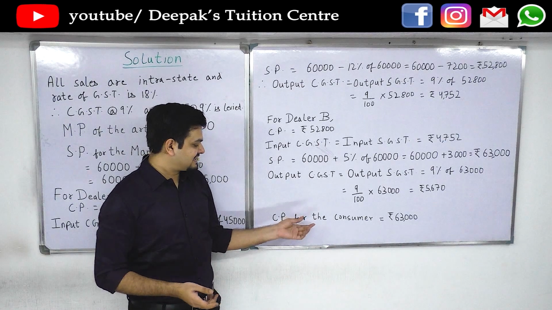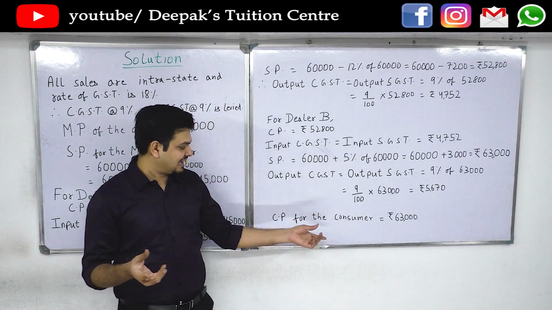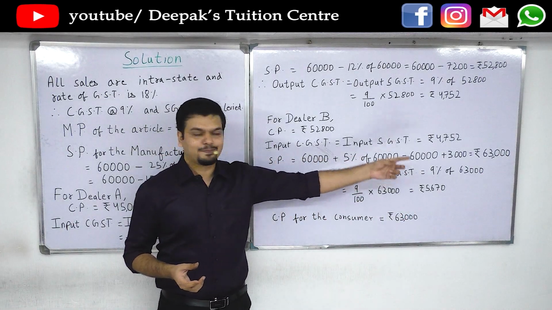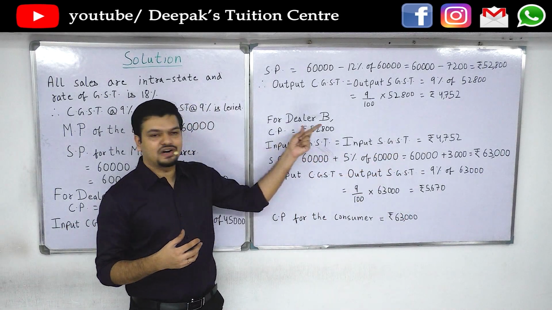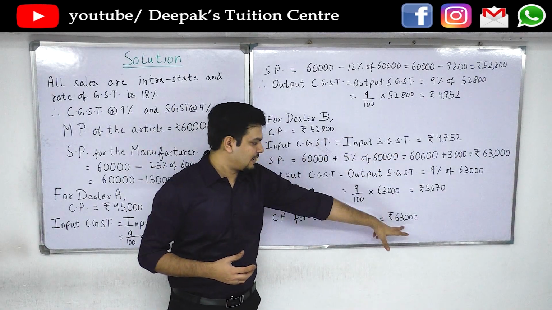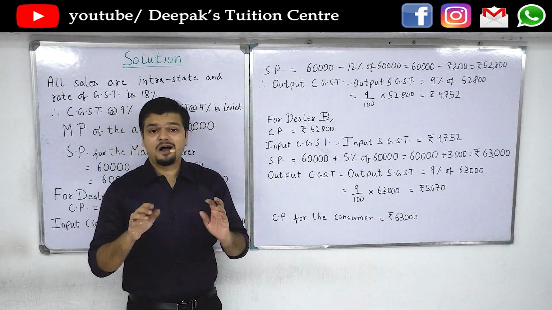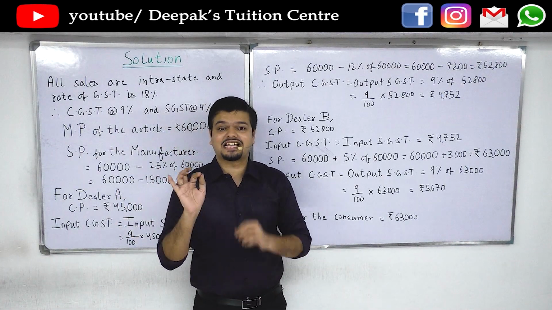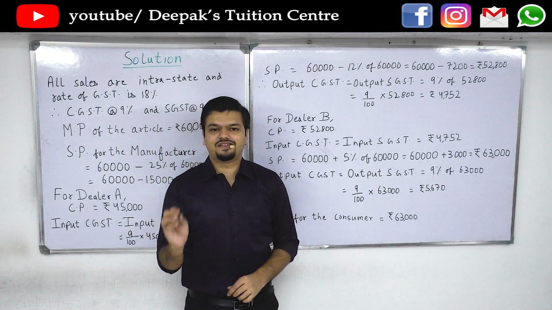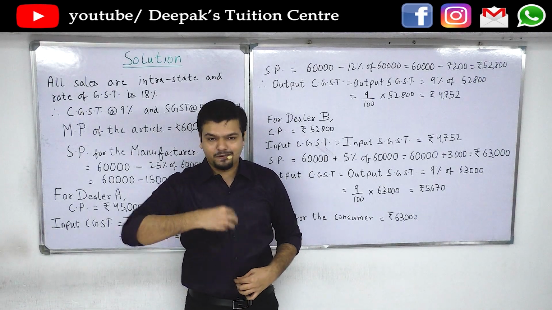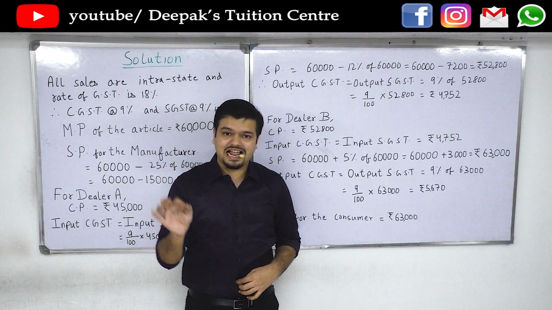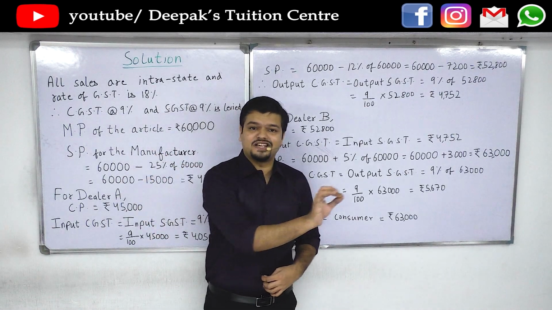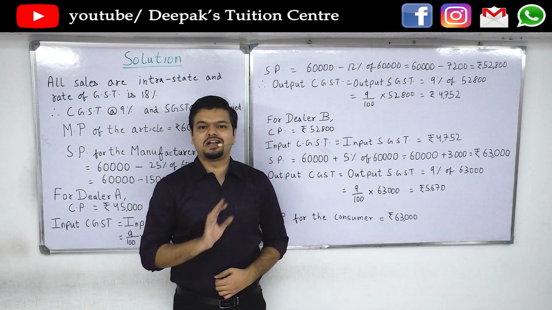And obviously, the cost price of the article for the consumer will be the same as the selling price of the article for dealer B. So 63,000 will be the cost price for the consumer. Whenever I am writing selling price and cost price, I have assumed they are all exclusive of taxes. Whenever we want the price to be including taxes, we will have to write that the cost price of the article for the consumer inclusive of tax under GST is equal to this much.